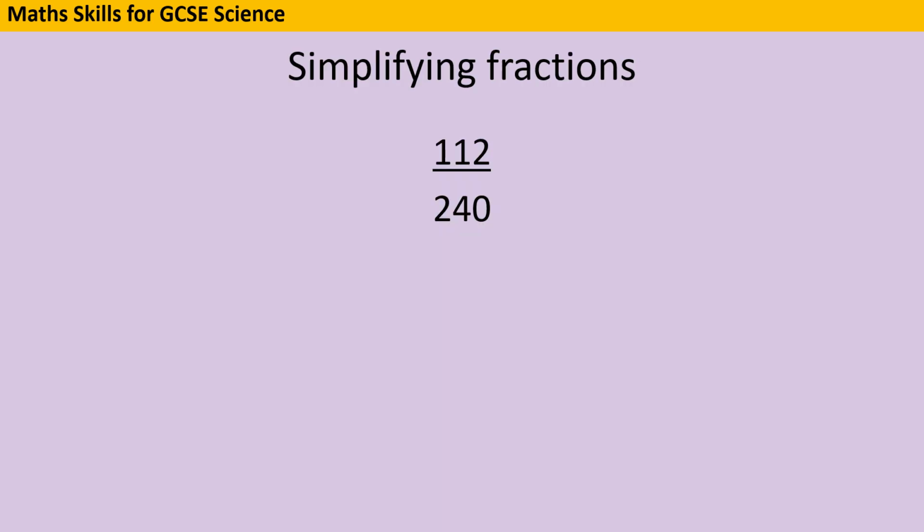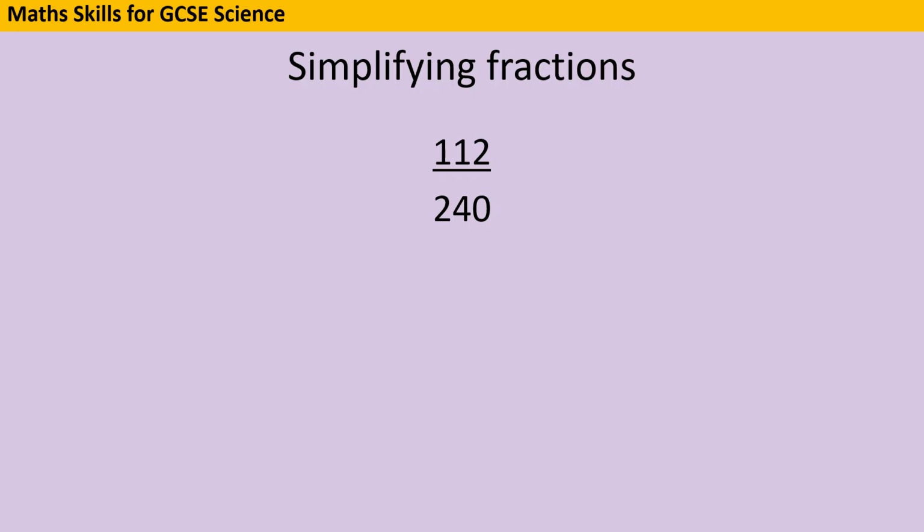In the science exams, you may be asked to give your answer in the form of the simplest possible fraction. What this means is that we can't divide the numerator and the denominator of the fraction by any number to make them any smaller. We're looking for the simplest whole number ratio between them.